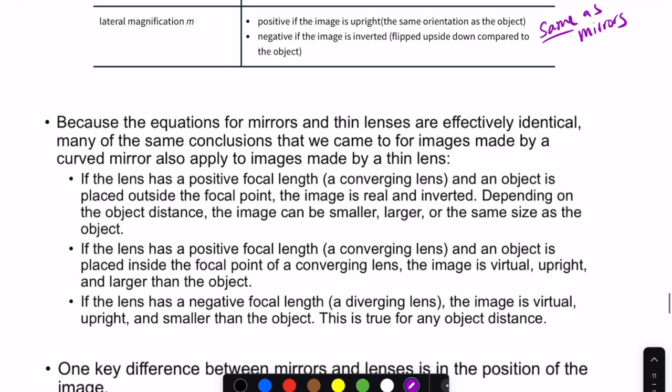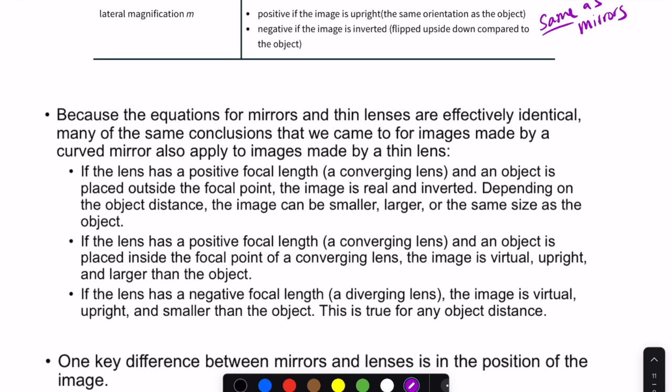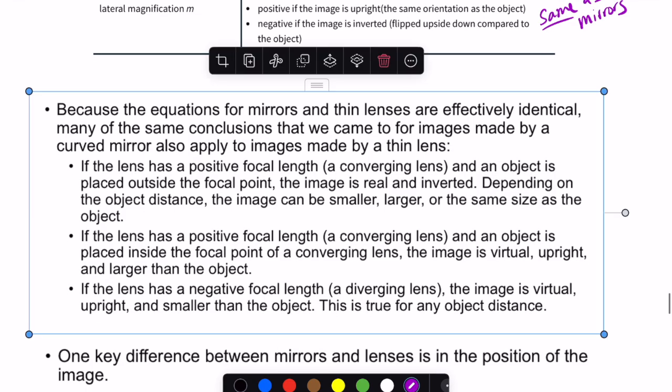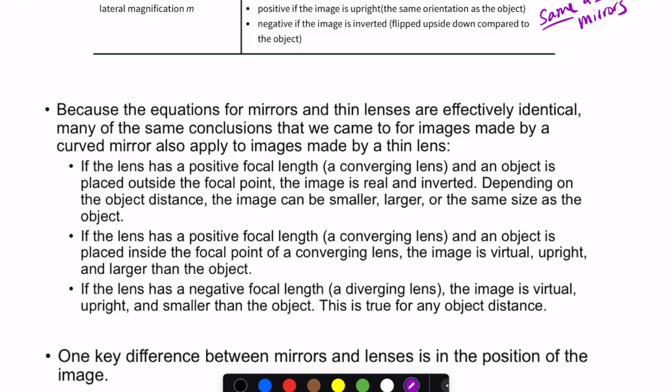And depending on the object distance, the image can be smaller or larger or the same size as the object. Now, if we place an object in front of a converging lens and we place it inside the focal point, this one was outside, now we're placing it inside the focal point, real close to the lens, then the image produced is virtual, upright and magnified. And that's the purpose of a magnifying glass.